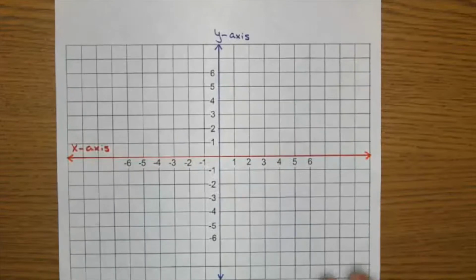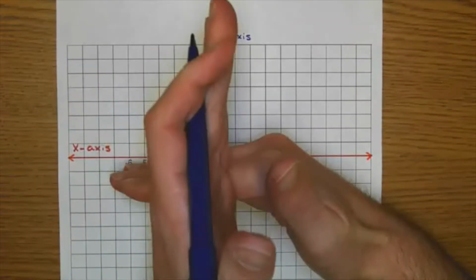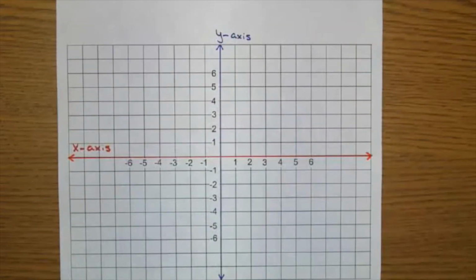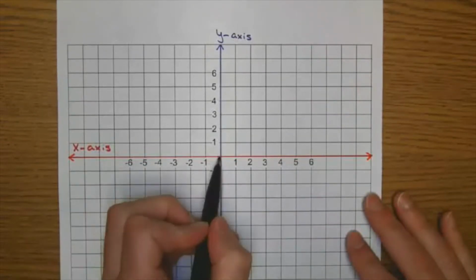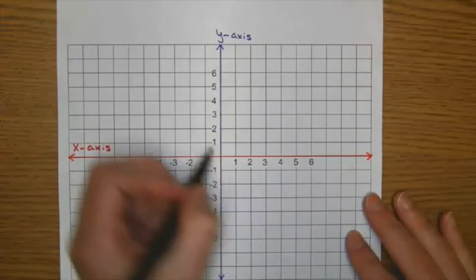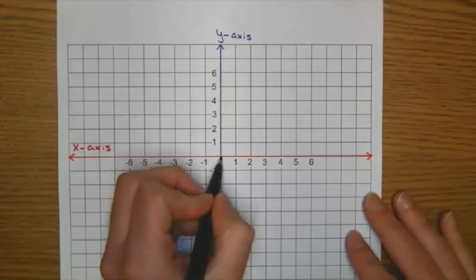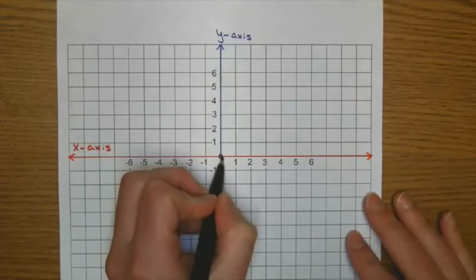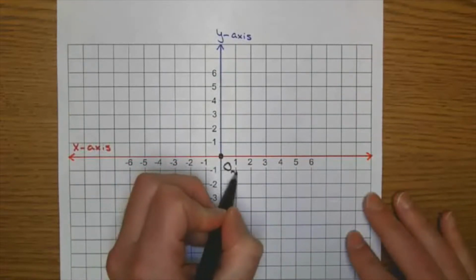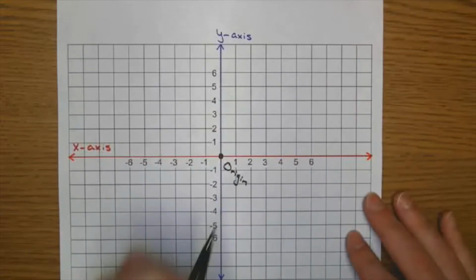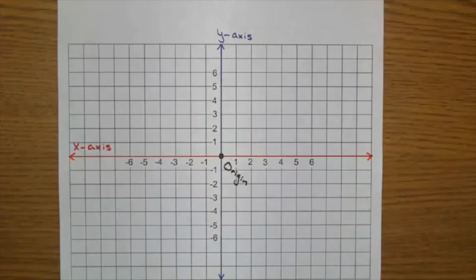These two number lines cross perpendicular to one another, and where they cross is at 0, 0 on both number lines. So on the x-axis, 0 is right here, and on the y-axis, 0 is also in the same spot. And this point right here is referred to as the origin. The origin would be at 0 on both the x-axis and the y-axis.